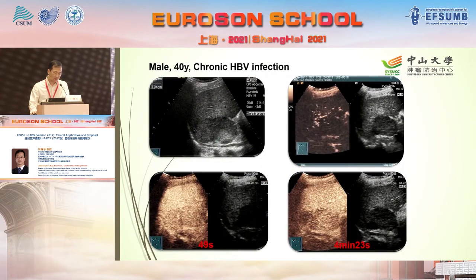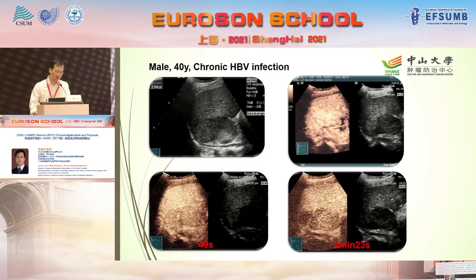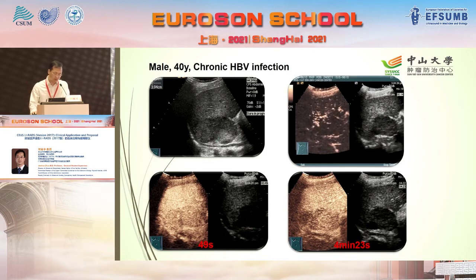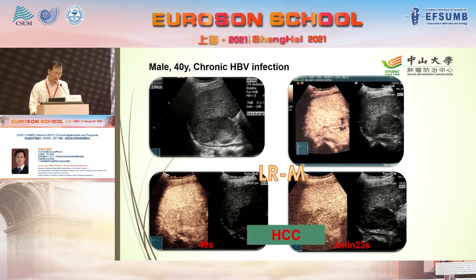Here is another example: a 54-year-old male patient with chronic HBV infection. The lesion also shows homogeneous hyperenhancement in the arterial phase, but early washout at about 14.8 seconds was detected. But marked washout was not present for this lesion until 4 minutes and 23 seconds. According to current criteria, the lesion could be classified as LR-M, but this was confirmed to be an HCC lesion.